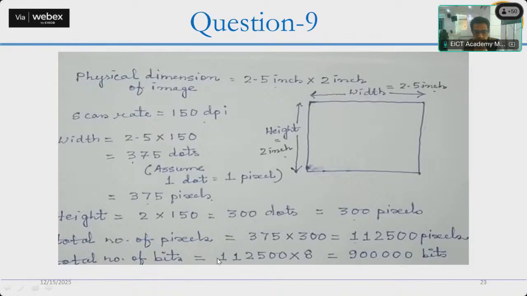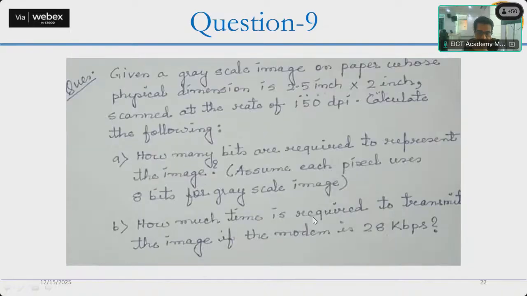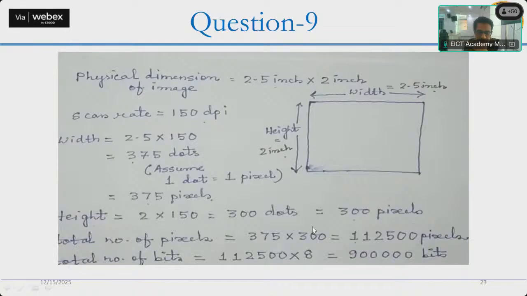Each pixel is again of 256 levels, the grayscale level. Since it is 256 levels, that can be represented by 8 bits. That's why this is multiplied by 8, and this many bits are given. So what is asked in the question? How many bits are required to represent the image? That is this.